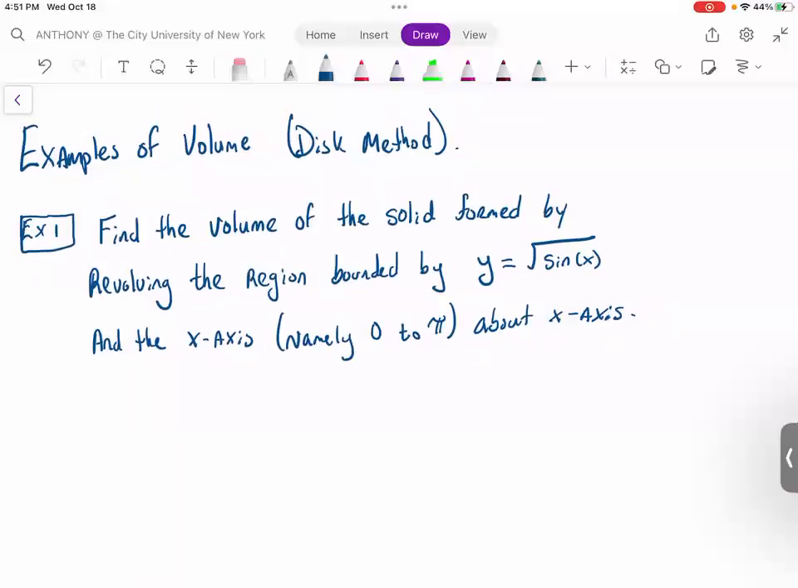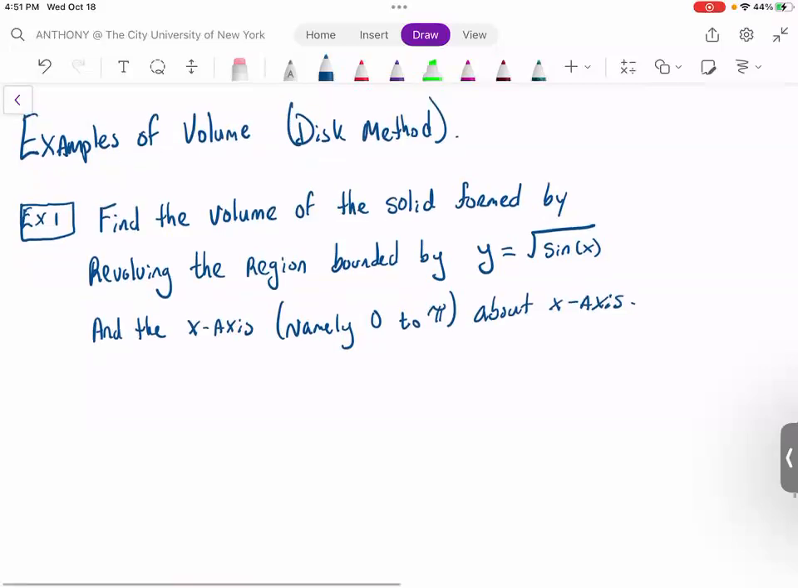Okay, so examples of volume, namely using the disk method. Example one: find the volume of the solid formed by revolving the region bounded by y equals the square root of sine of x and the x-axis, namely from just 0 to pi, about the x-axis. Alrighty, so first of all, this is just a little basic pre-calc, hopefully, or trigonometry.